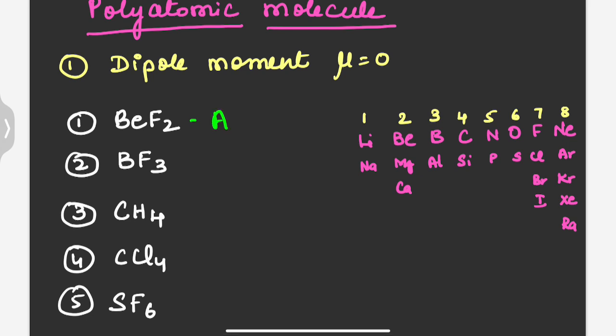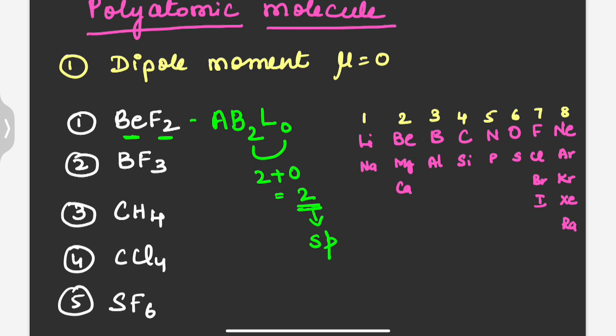So A, how many bonded atoms are present? A is the central atom. Here the central atom is Be. So here bonded atoms are 2, so we will be writing B2. And then lone pair of electrons 0. So AB2L0. If you add, this is 2 plus 0, which is equal to 2. So if it is 2, then hybridization is sp.